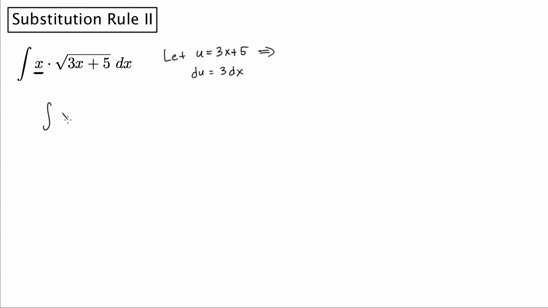If I go ahead and put in everything involving my substitution, I'll replace 3x plus 5 with u, and I'll replace dx with, if you look here and solve for dx, du over 3. So at this point, this is what I have in my problem. That pesky x outside the square root is the one that's causing issues at this point. But I can solve for x. If u is 3x plus 5, then that means x is u minus 5 divided by 3. This is what I referred to in class as being the inverse substitution.